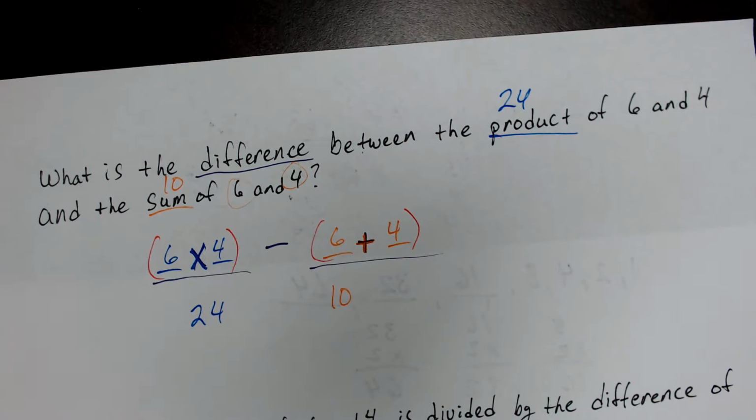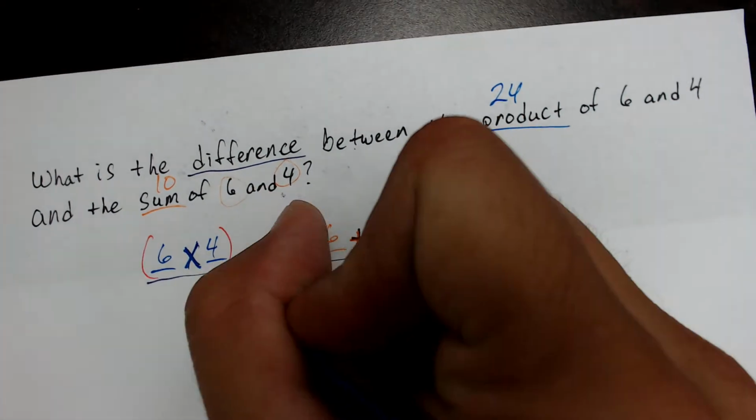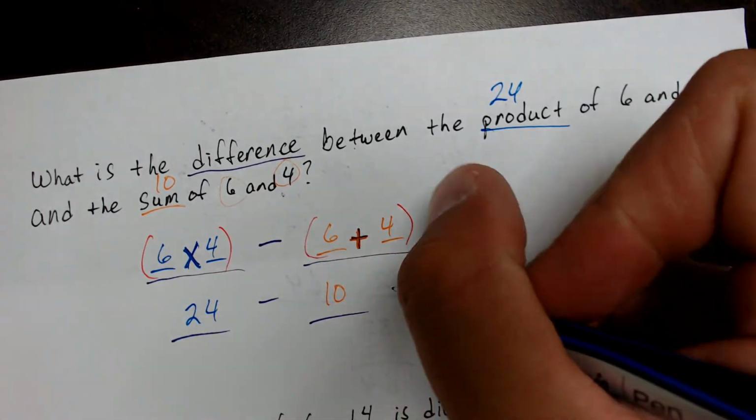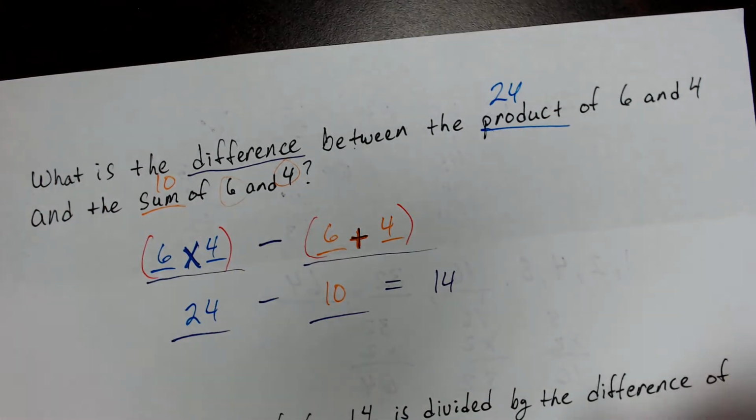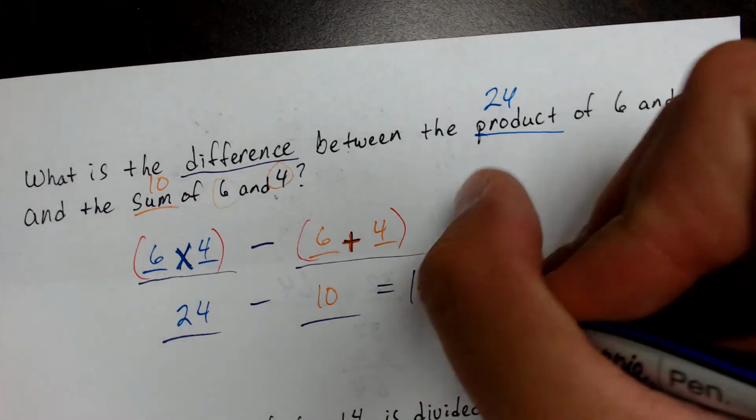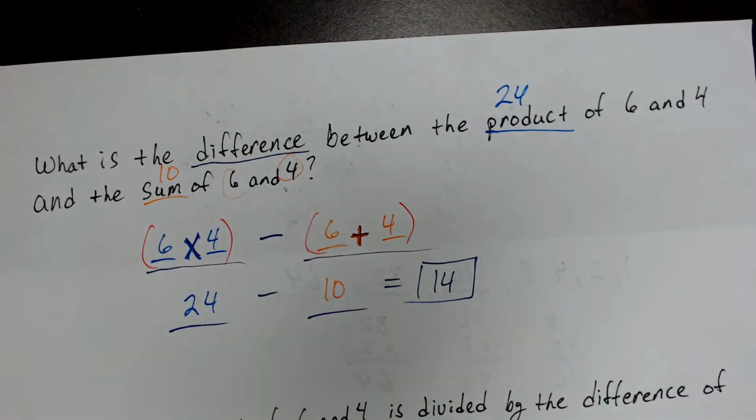So all I have to do now is subtract 10 from 24. So to find the difference, I take 24 minus 10, and I get an answer of 14. All right, so my final answer is going to be 14.